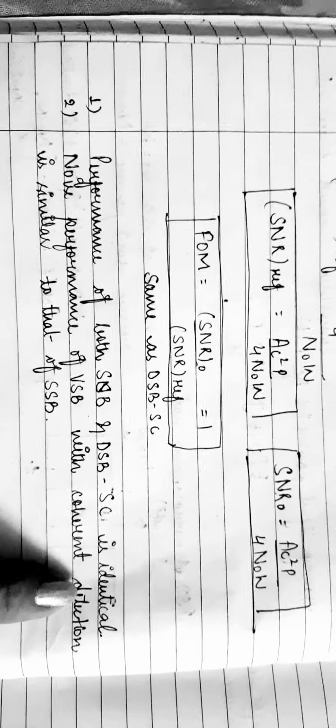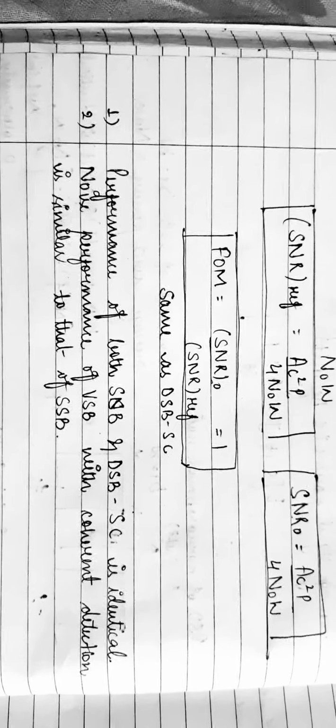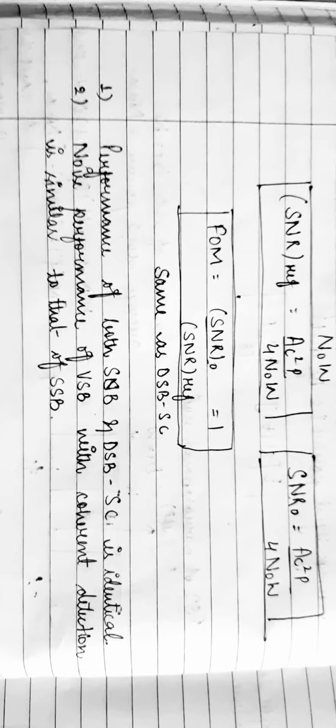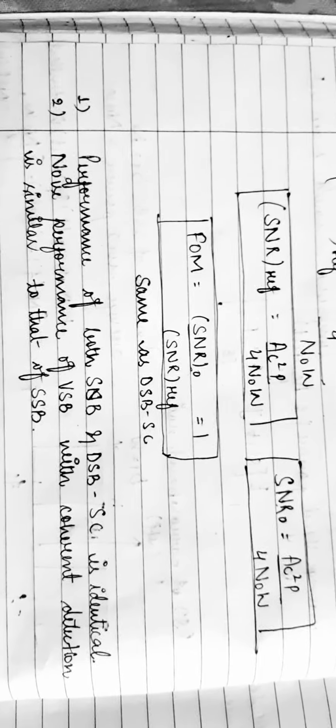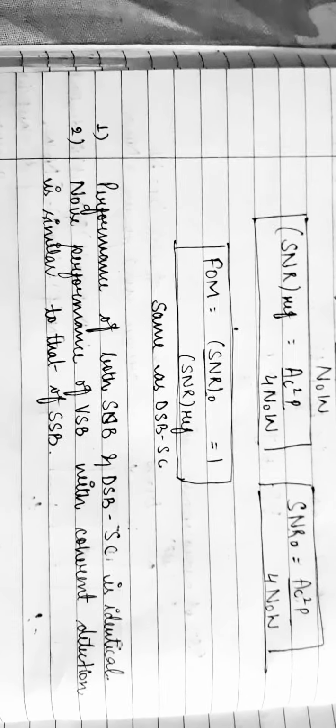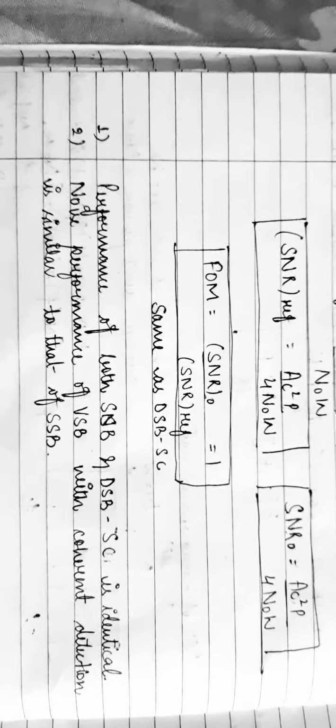So from here we conclude that the performance of both double sideband suppressed carrier and single sideband suppressed carrier is identical. So the noise performance of VSB with coherent detection is similar to that of your SSB. So this was all about your noise in SSB. In the next lecture we'll discuss the noise in FM receiver. Thank you.